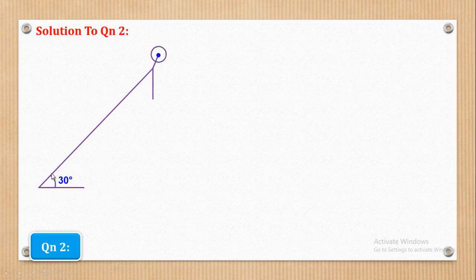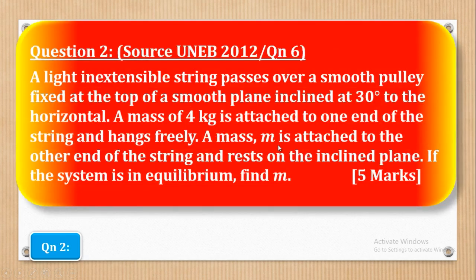So we are told that the plane is inclined at 30 degrees, and there is a fixed pulley at the top of that incline. Now there are two masses. One is resting on the inclined plane, another one is hanging freely, and they are connected by a string. This m is the one resting on the inclined plane, and this 4 kilograms is the one hanging freely.